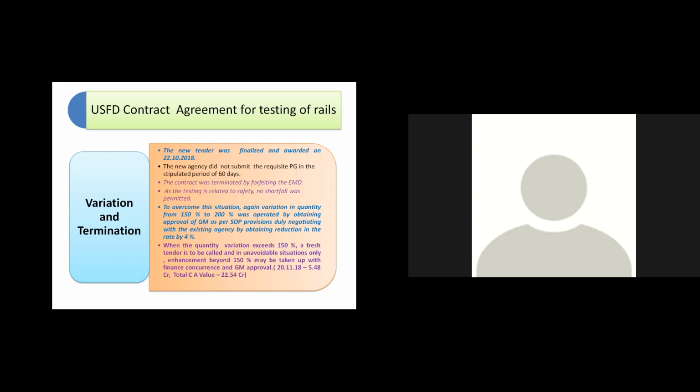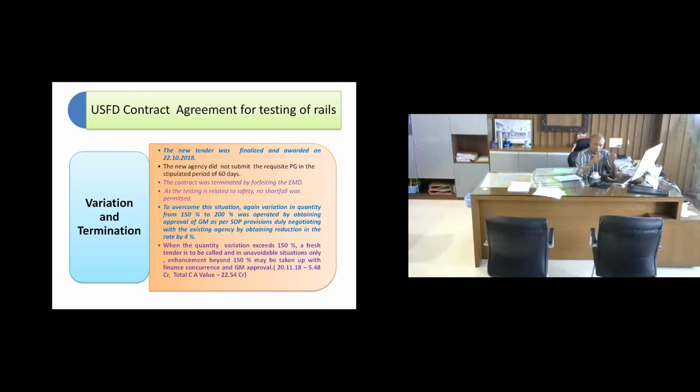As I was saying, administration of contract is very important. As the work progresses, you have to reassess the quantity of work and variations. If possible, go for another tender, or if you want, process the variation in advance before execution. So this is a case where variation beyond 150% was inevitable. That is the message from this case.